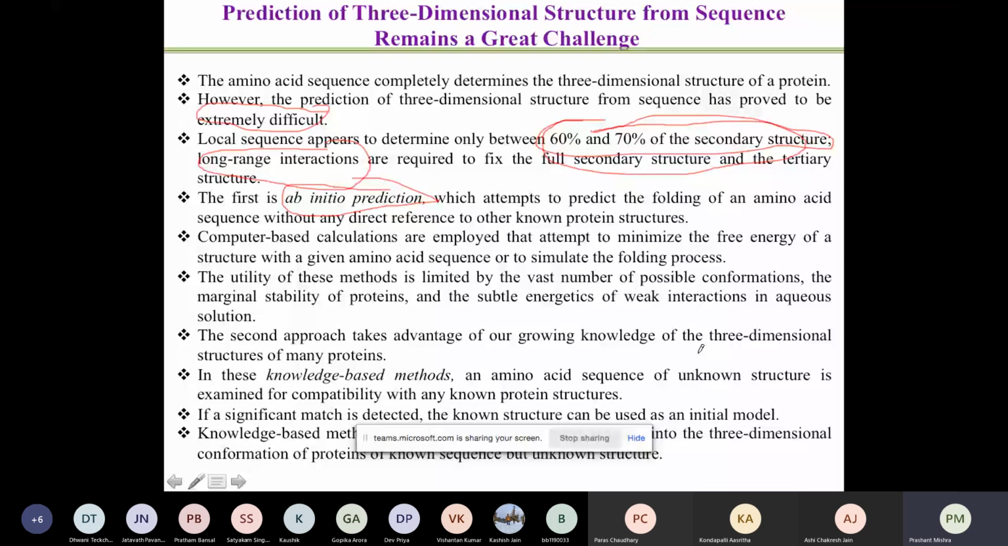So suppose I have a protein where I have determined the tertiary structure. I use that knowledge of which amino acid, in a particular sequence, gives what kind of structure. Based on that, if I give the structure, that gives a relatively closer structure to the native structure.